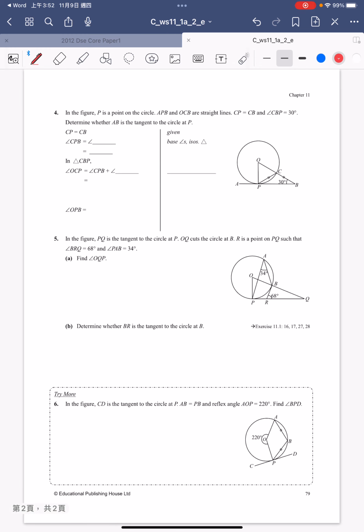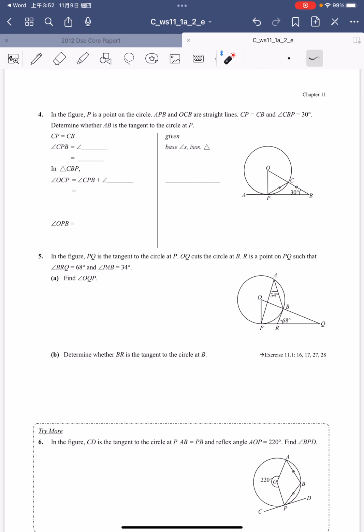Okay, so next page, for question 4, the figure has P as a point here, and we have APB and OCB are straight lines, and CP equal to CB, and angle CBP is equal to 30 degrees. Determine whether AB is the tangent. So what we want is just this angle, is it 90 degrees or not?